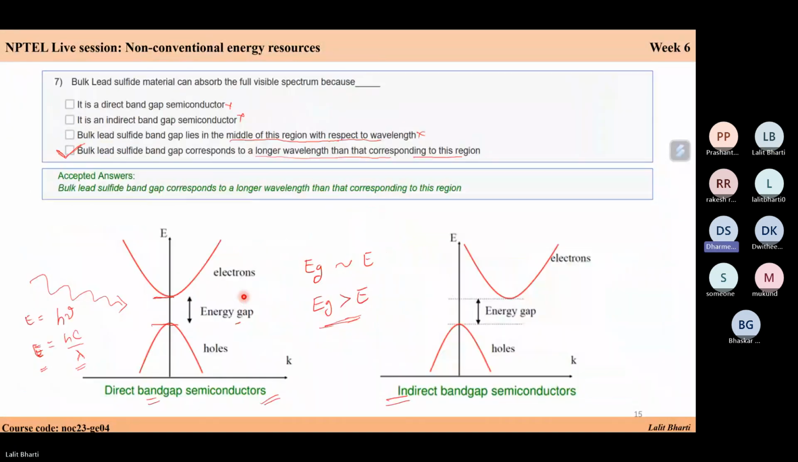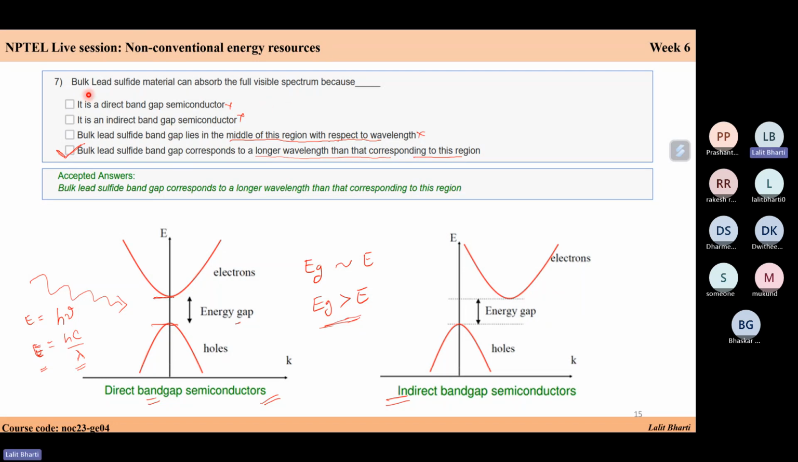Sir, one query, sir. Yeah, sure. Regarding the same question, am I audible? Yes, yes. Sir, during the lecture, sir told that lead sulfide has a direct band gap, it is a direct band gap semiconductor. Yes, during the lecture. Yes, so it is direct band gap. Yes, then, so the first option is not correct.